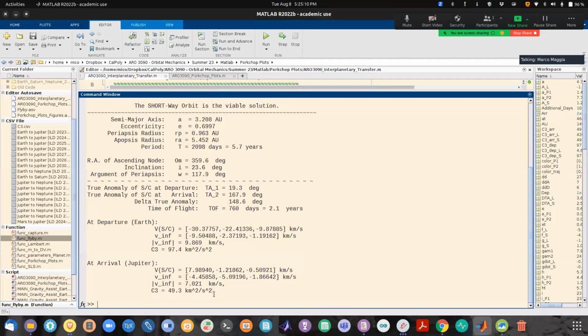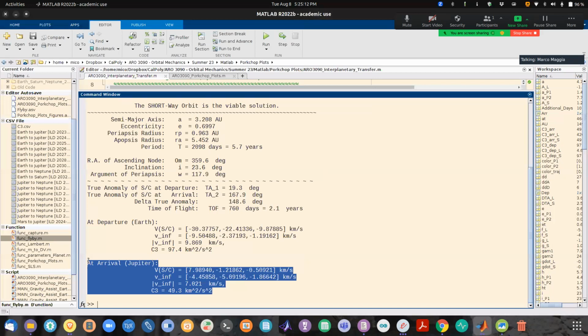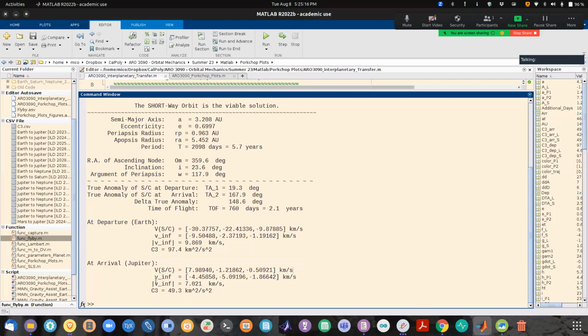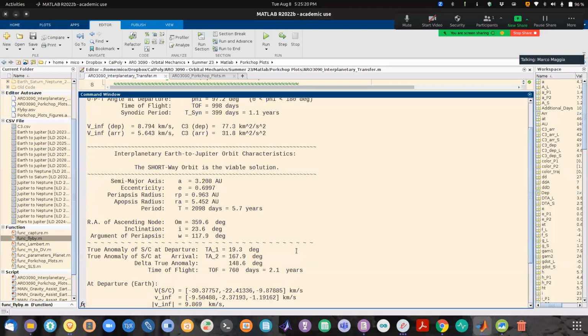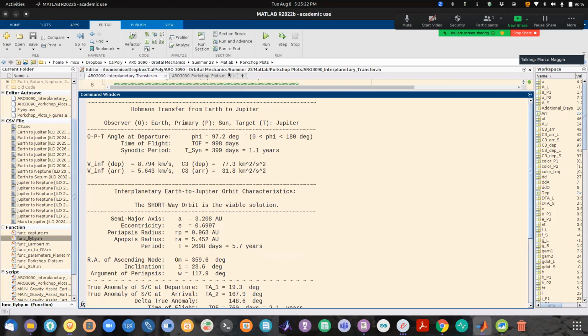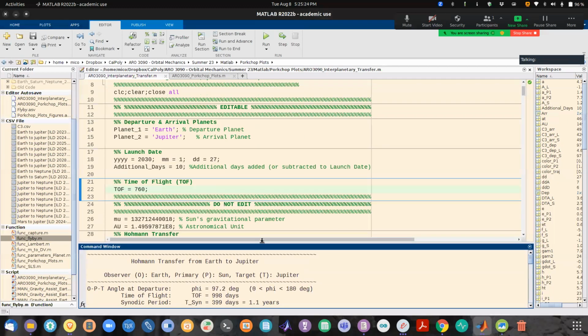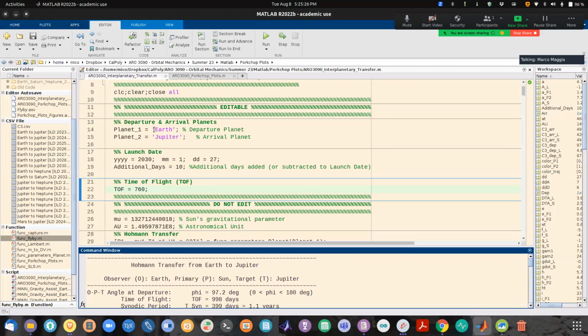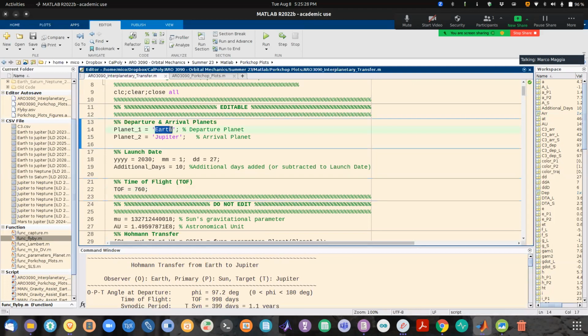So what you should do is to copy this information, especially the V infinity as a vector, but also everything else. Why not? And then we go to the second leg of our journey. So we have to go from Jupiter to Neptune.